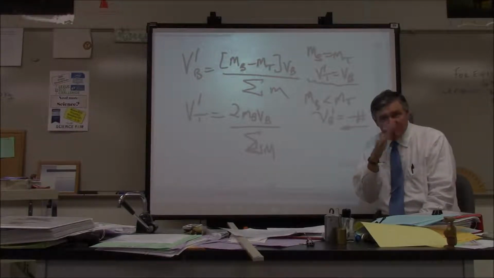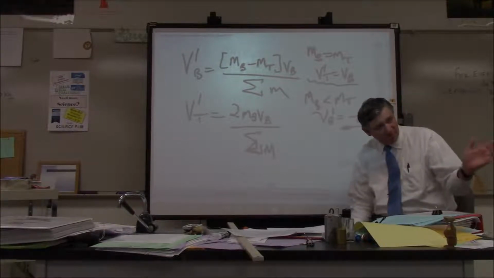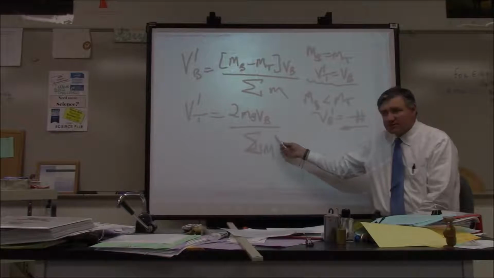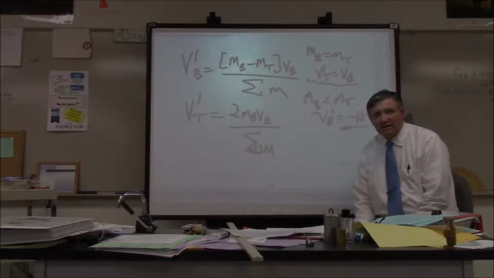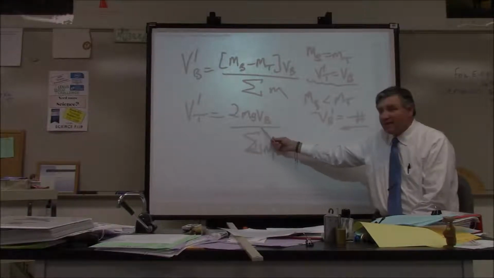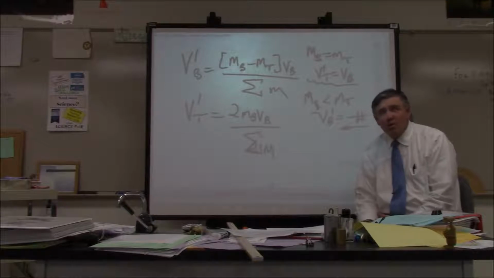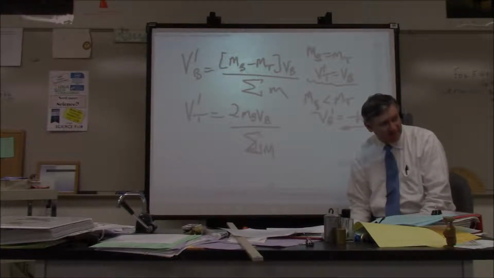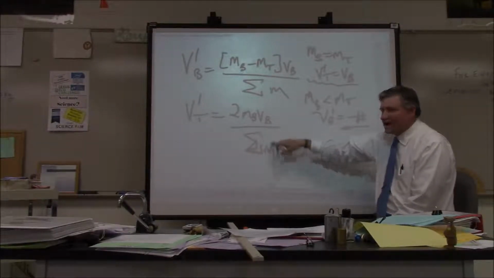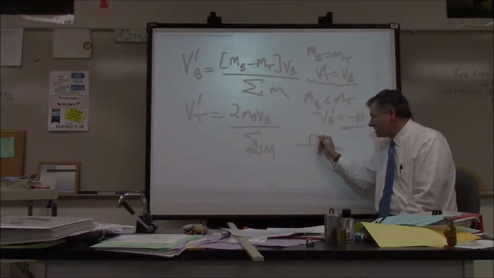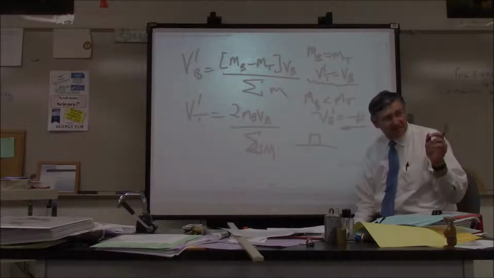Assuming that the bullet comes in with a positive velocity, is there any way the target velocity could be a negative number? No, because everything here is positive. Now, here's the reason physically why it couldn't happen. If you say the new velocity of the target is a negative number, here's what you're physically saying is happening: you have a target that's at rest.